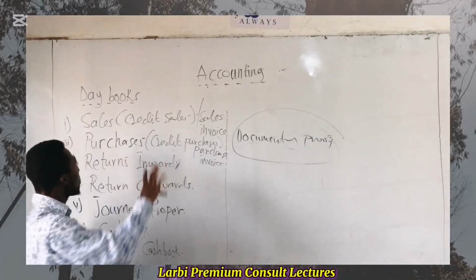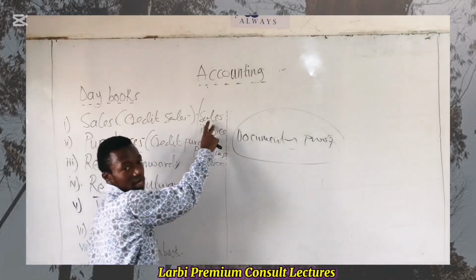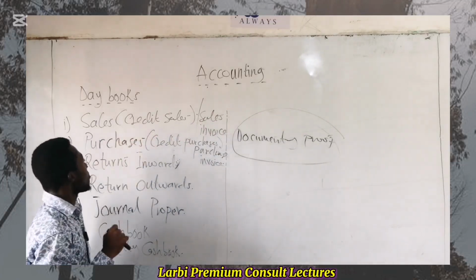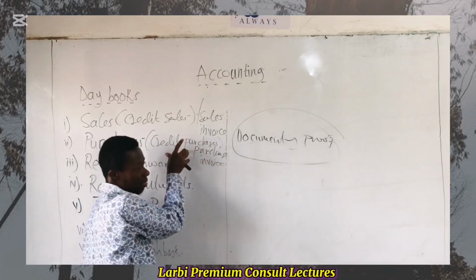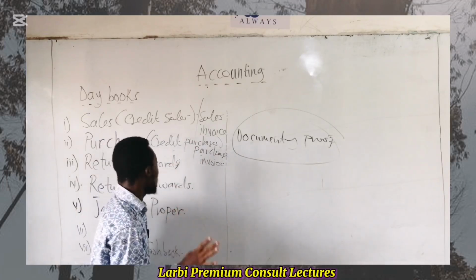So a quick summary: the sales daybook records credit sales, supported by a sales document called a sales invoice. But when it comes to credit purchases, or the purchases daybook, it also records all credit purchases, supported by a purchases invoice. So let's take note of that.